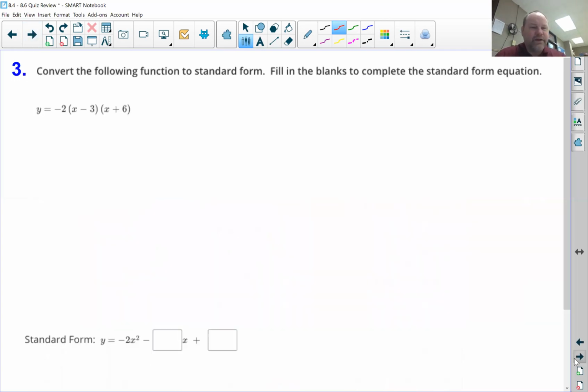There we go. Then convert from intercept form to standard form. In other words, multiply this out. You're going to use either the box method or FOIL. And then if there's a value in front, you'll use the distributive property. And you're going to fill in the blanks again.